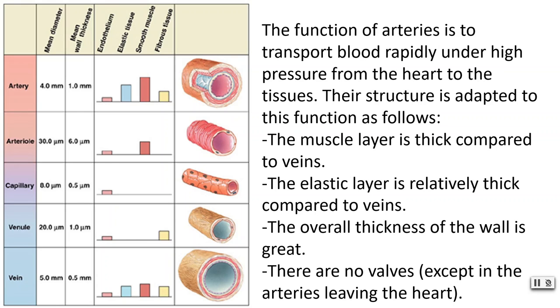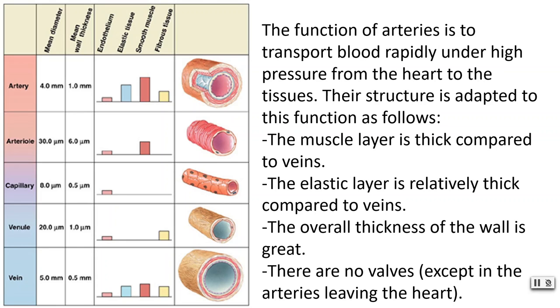So arteries have to transport blood rapidly under high pressure, and they're transporting it from the heart. So the heart's going to pump, it's going to create enormous hydrostatic pressure, and that causes a lot of pressure on the arteries. Now, if they were not careful, they would burst. That's why they need a nice thick elastic layer to allow them to stretch. They need a thick wall, and they need a lot of fibrous tissue and smooth muscle in order to prevent the whole thing from bursting.